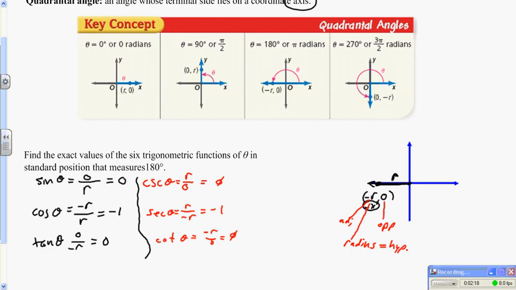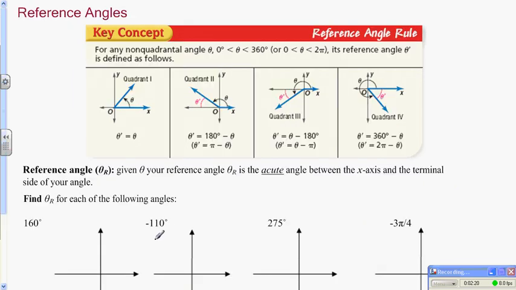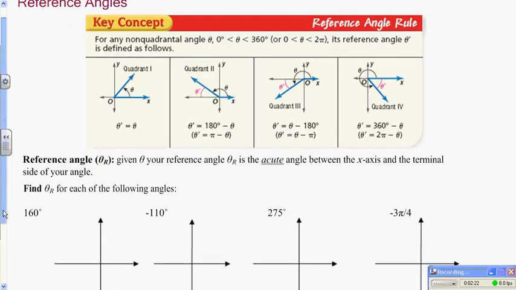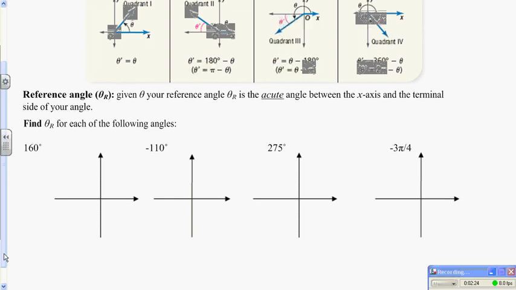All right. Reference angles. A couple key things here. No matter what angle you come up with, reference angles are always going to be acute, and it's going to be the angle between the x-axis and the terminal side. Terminal side meaning where your angle stops.